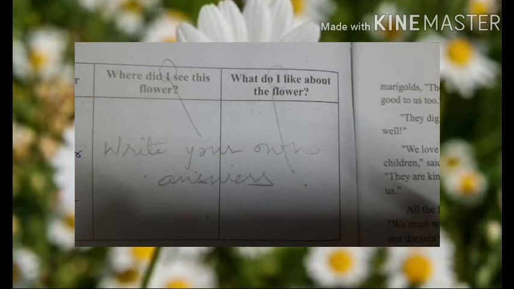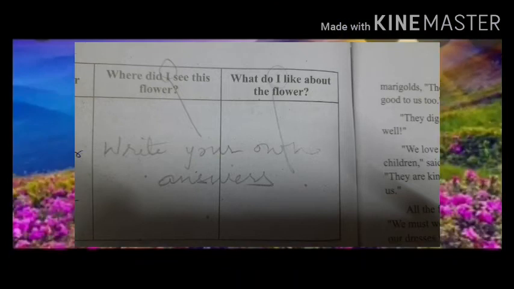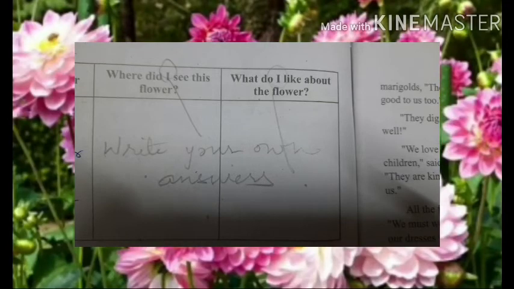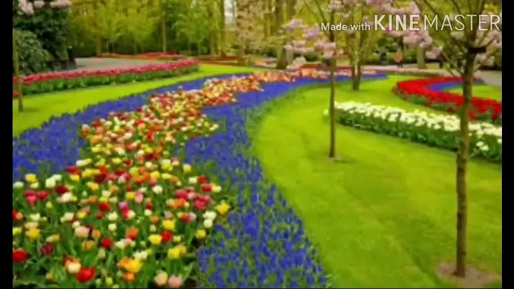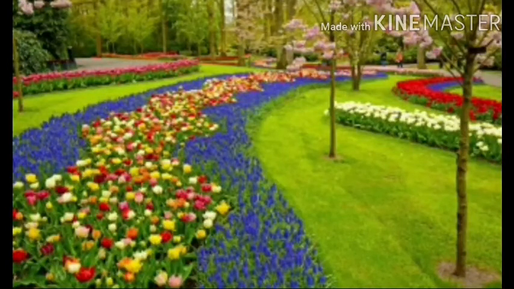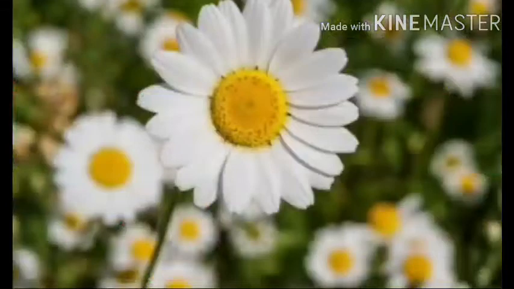And the next column is, what do I like about the flower? Okay, so when you look at the flower, what do you like? You like the color, you like the shape, you like the fragrance. Okay, so just think and write the answer. So this second and third column you are going to fill in, right? Now coming to activity 3.